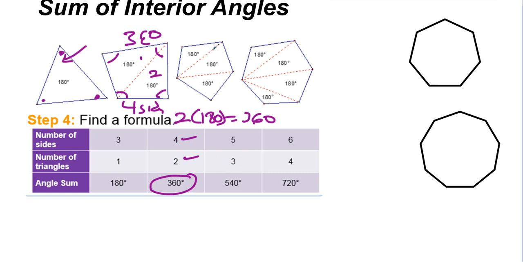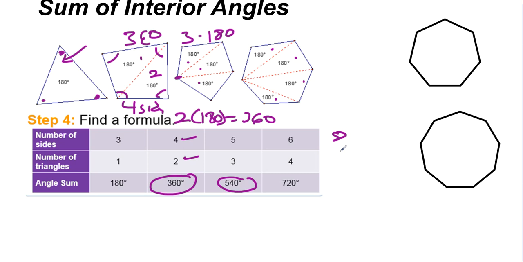If we have a pentagon, 5 sides, we can create from one vertex 3 triangles. 1, 2, 3. So we simply do 3 times 180 and come up with 540 degrees. With 6 sides, we're going to multiply 180 by 4 because we can create 4 separate triangles. So you might see the pattern here.